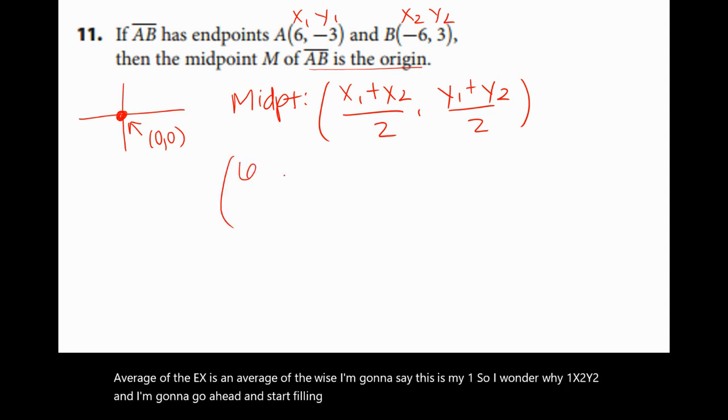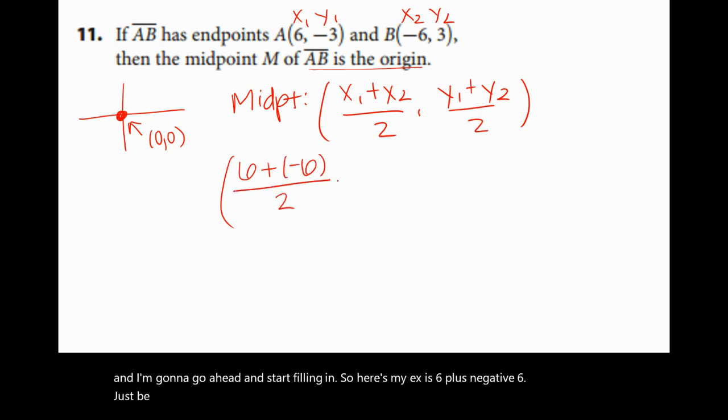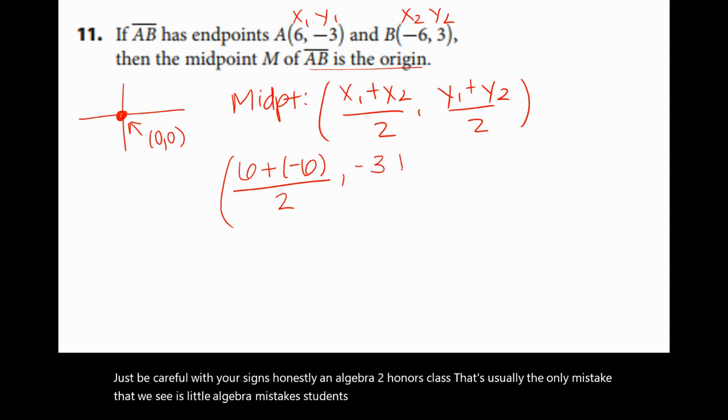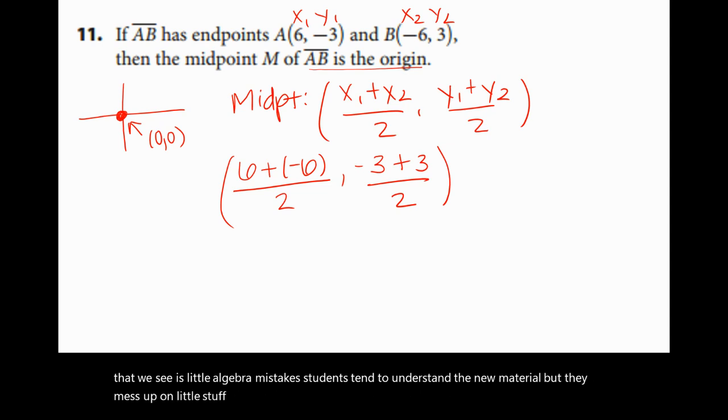So here's my x's, 6 plus negative 6. Just be careful with your signs. Honestly, in an Algebra 2 honors class, that's usually the only mistake that we see, is little algebra mistakes. Students tend to understand the new material, but they mess up on little stuff like signs and things like that.